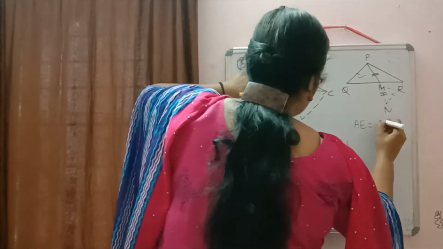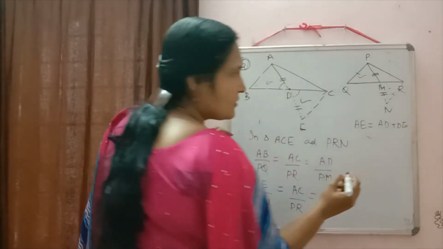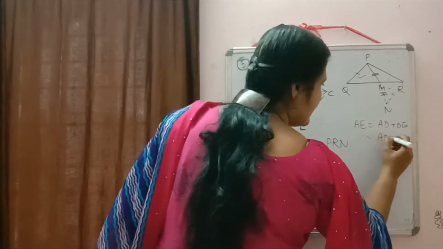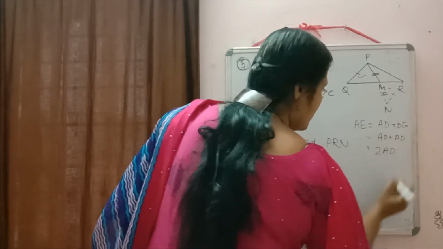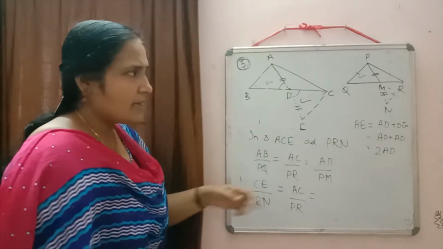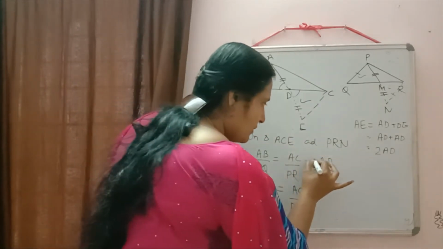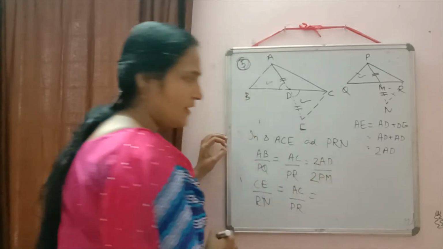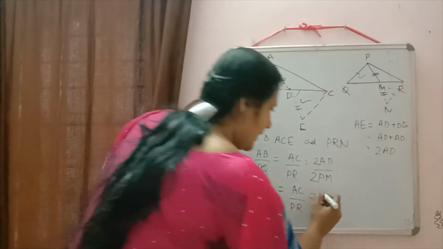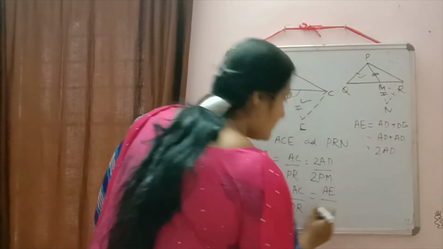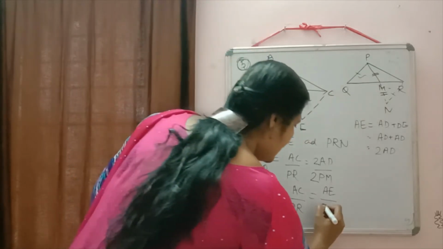AE will come here, AD plus DE, and AD and DE both are equal. So we can write it this way: AD plus AD will be equal to 2AD. So AE will come when we write it as 2AD. So what I am going to do is multiply both by 2. So 2AD is equal to how much? AE. Similarly, in that one, 2PM will be equal to PN.